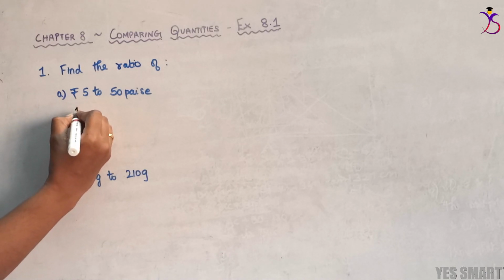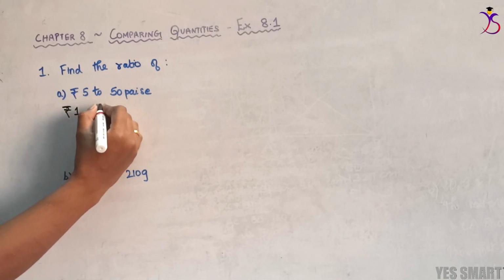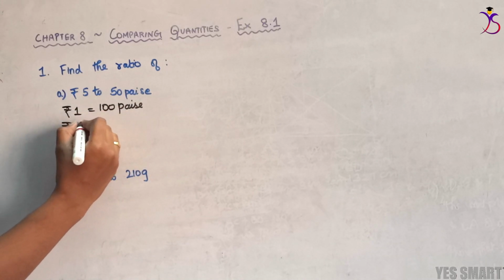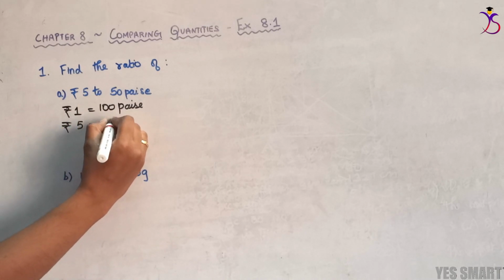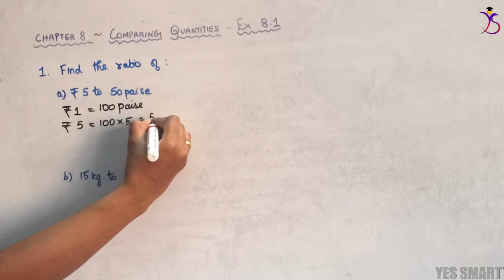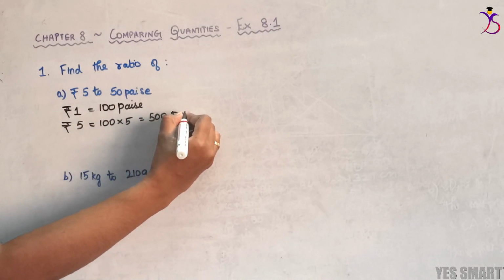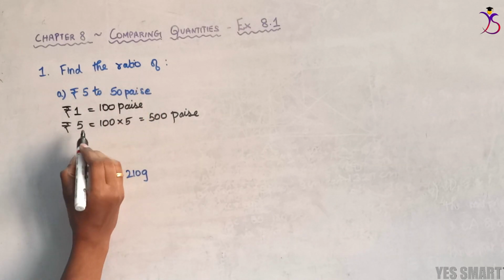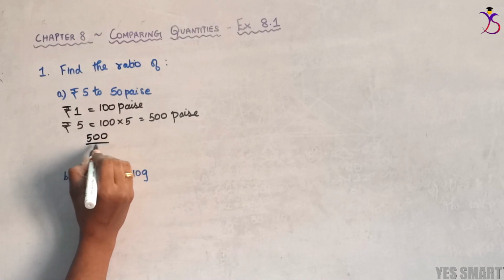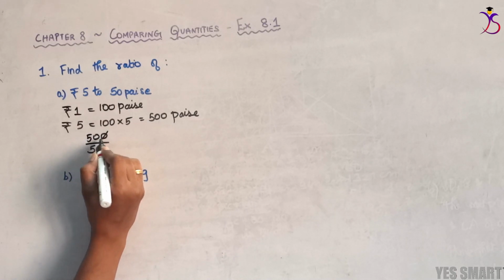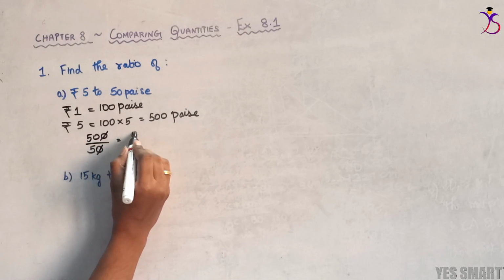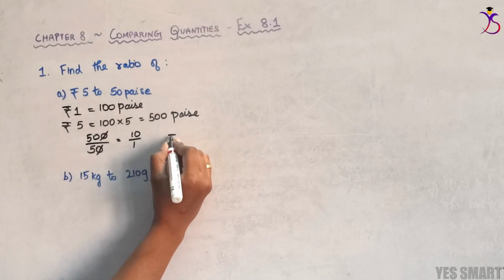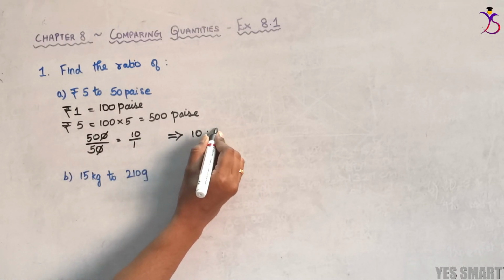We know that 1 rupee equals 100 paise. Here we have 5 rupees. So 5 rupees equals 100 into 5, which is equal to 500 paise. So we have 500 paise and 50 paise. Let's find the ratio of both. 500 by 50. Ratio is nothing but division. 0, 0 cancel. 50 by 5 equals 10 by 1. That is, 5 ones are 5, 5 tens are 50. This is equal to 10 is to 1.